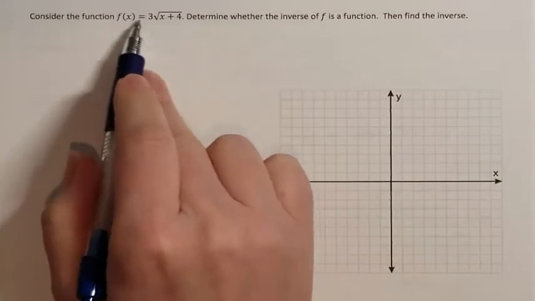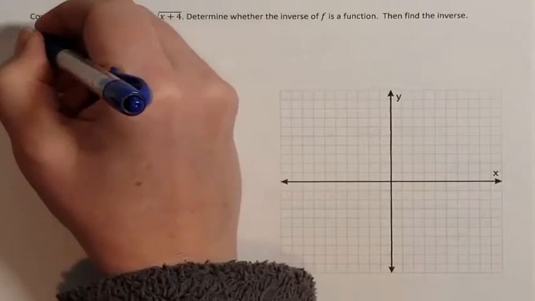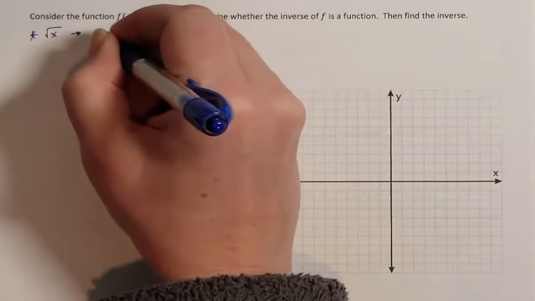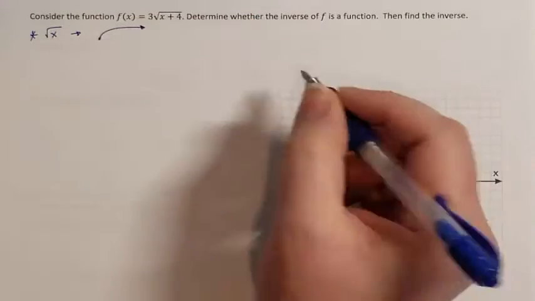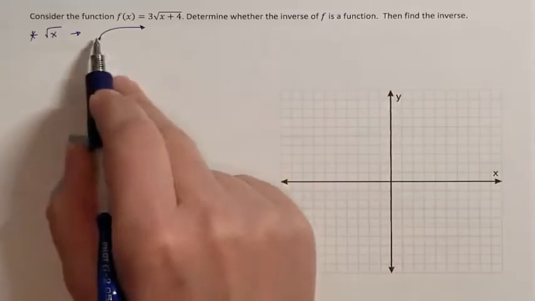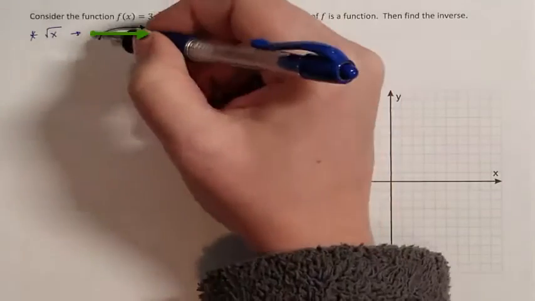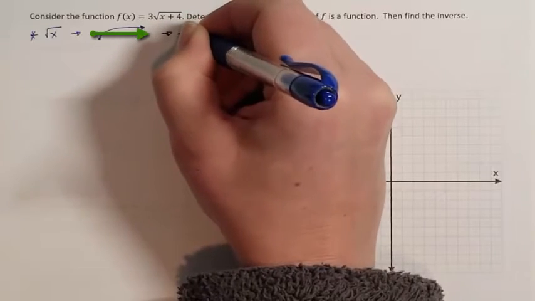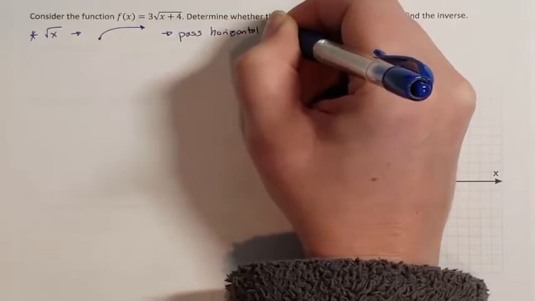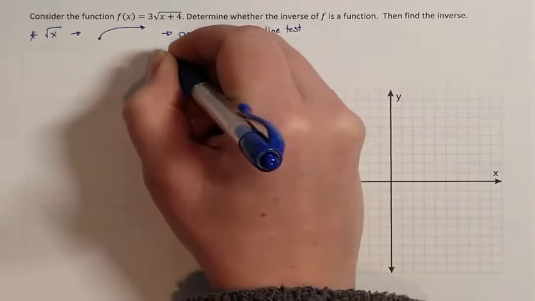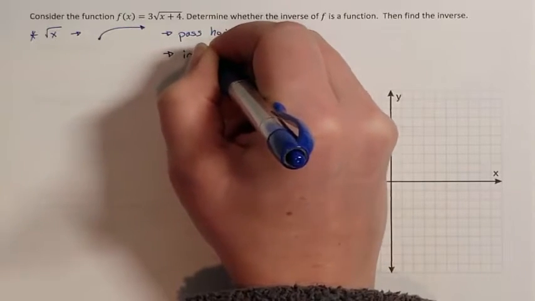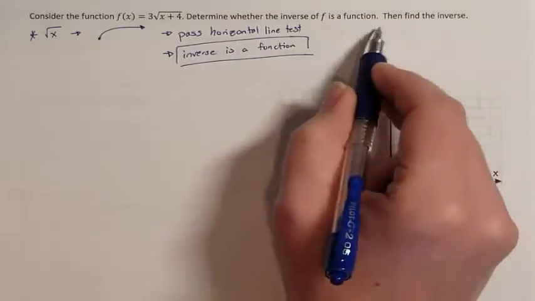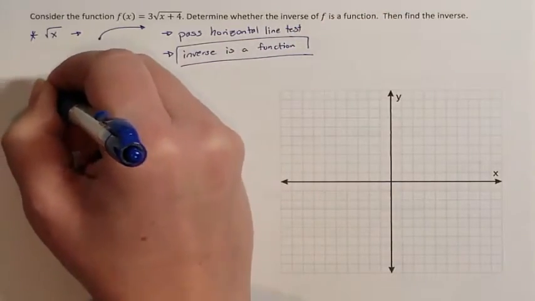First, I'm being asked to consider this function. The parent function for this problem is the square root of x, and the square root of x looks something like this. We're asked to determine whether this passes the horizontal line test. So wherever I draw the line, this will pass the horizontal line test. And if it passes the horizontal line test, then we know that the inverse is a function. So now we actually just need to find the inverse.